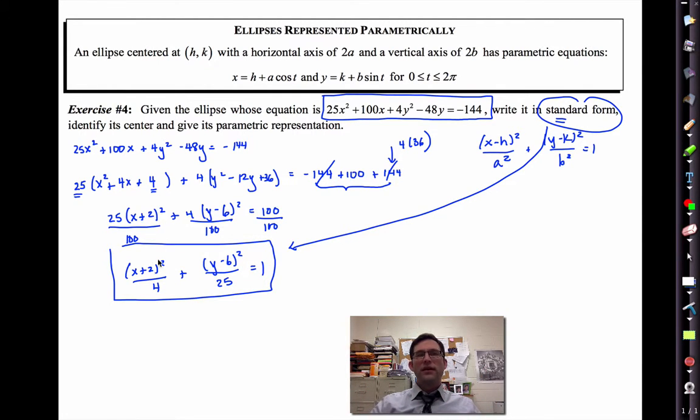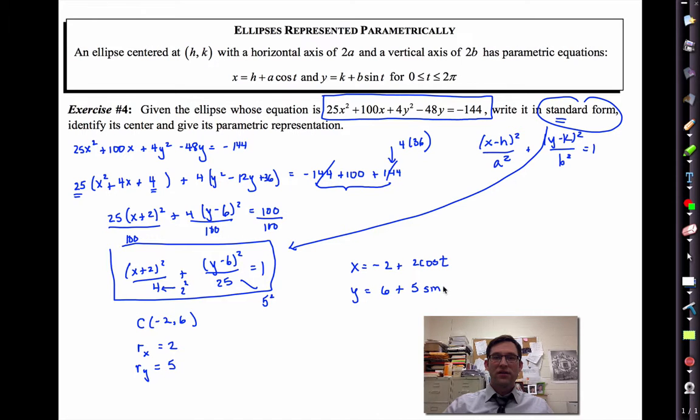Now, we want to identify its center. That's going to be pretty easy, right? That's going to be negative 2, 6. And we want to write its parametric representation. Well, this is where I think it's helpful to think about it like this. The radius in the x direction, well, that's 2, right? This is 2 squared. And the radius in the y direction, well, that's 5, because this is 5 squared. So what I can now say is that the parametric equations are x equals the center, negative 2, plus 2 times cosine t, and y equals the center, 6, plus 5 times the sine of t.